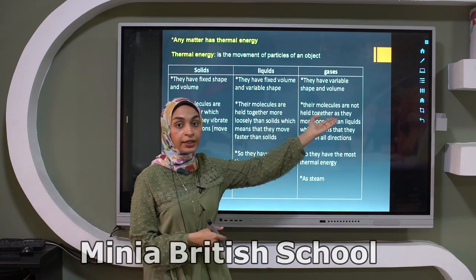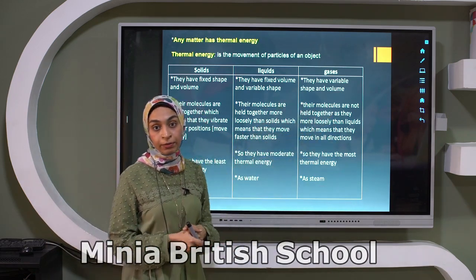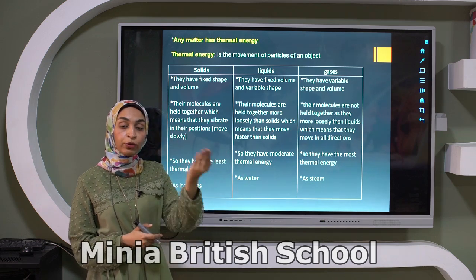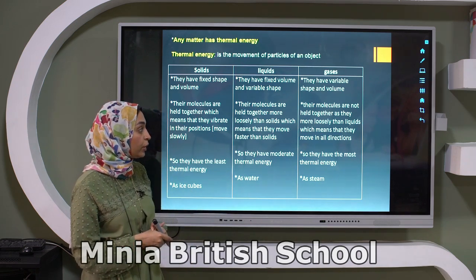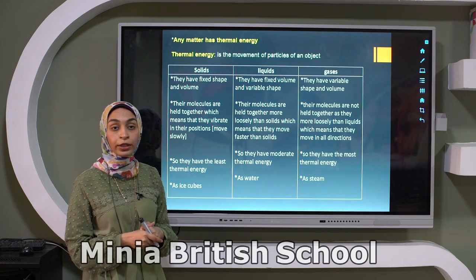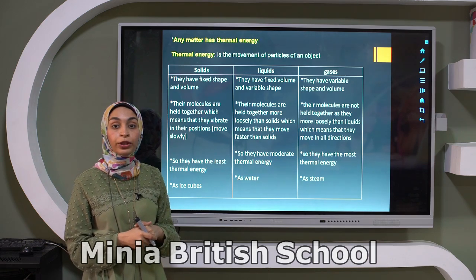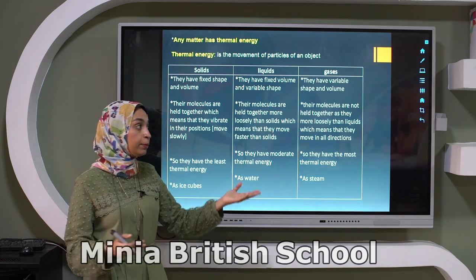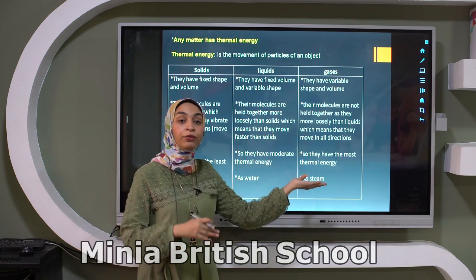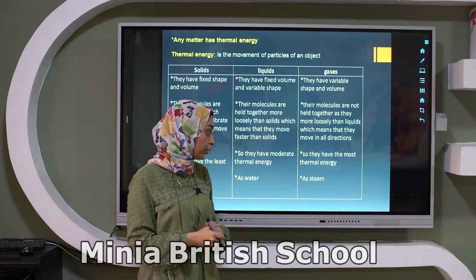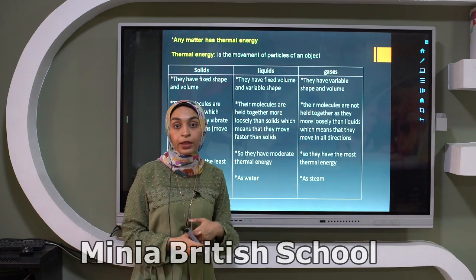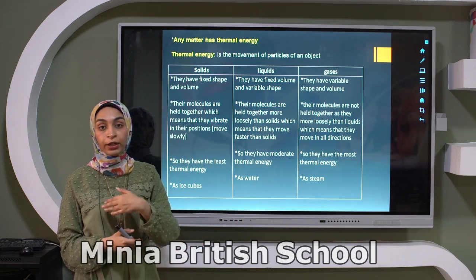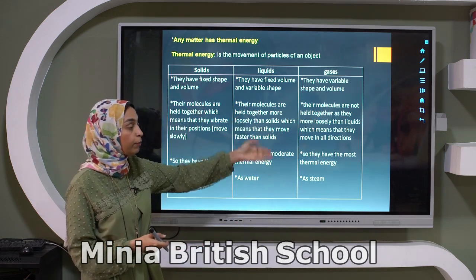Then we have the gases, or we can say the gaseous matter, that have variable shape and also variable volume. They take the shape and the volume of their container. Their molecules are not held together well, so they move very freely. And because of this reason, they have the highest thermal energy, or the most thermal energy, such as steam, oxygen, hydrogen. Even the other gases have the same properties.